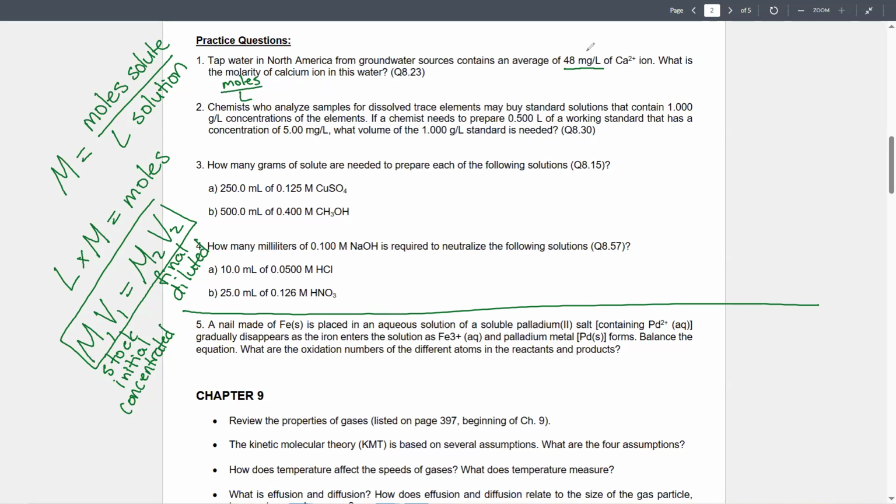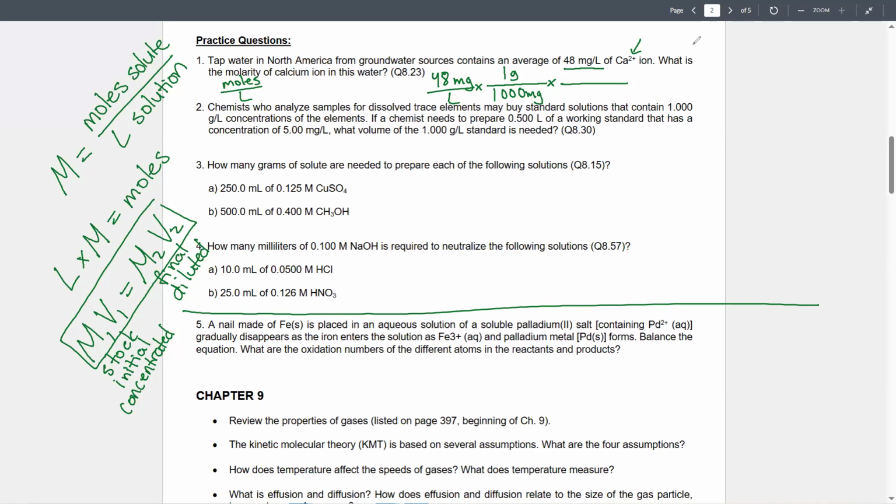And I'm given milligram per liter. So that's easy. I just need to turn milligram into moles. So 48 milligram per liter. I'm going to turn it into grams so I can turn it into moles. There's 1,000 milligram in 1 gram. And now I need the molar mass of calcium. It doesn't matter that it's calcium 2 plus because electrons don't count in the mass of an atom. So we don't care if we're missing electrons. That's not going to change our mass.